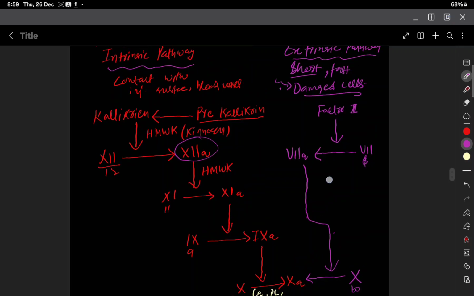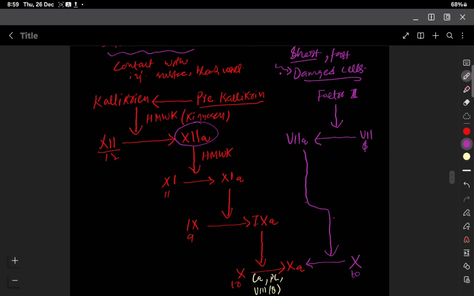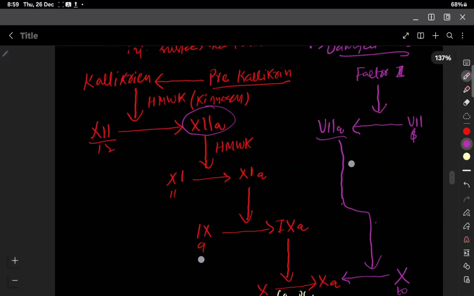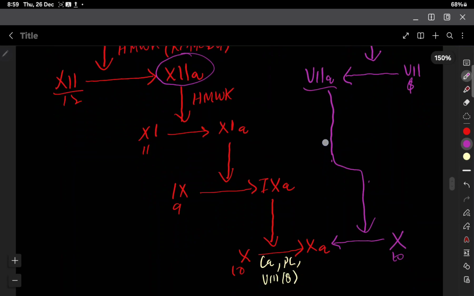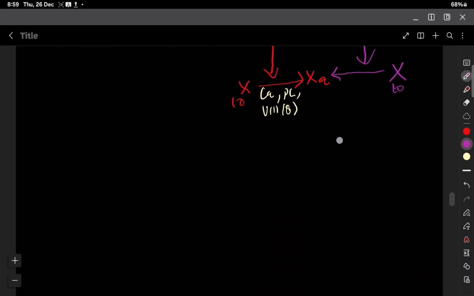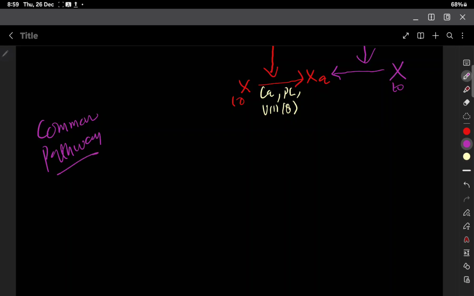Simultaneously, in the extrinsic pathway, factor 3 acts on factor 8 and converts it into the activated form of factor 8, and that activated factor 8 acts on factor 10 and converts it into the activated form of factor 10. And from here a common pathway occurs. Till now we have stated the extrinsic and intrinsic pathways. Now there is a common pathway for both of these.